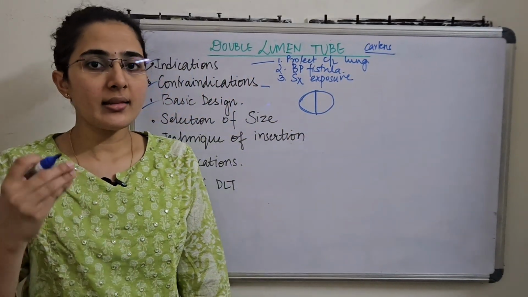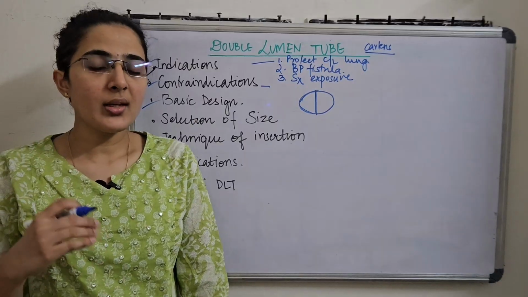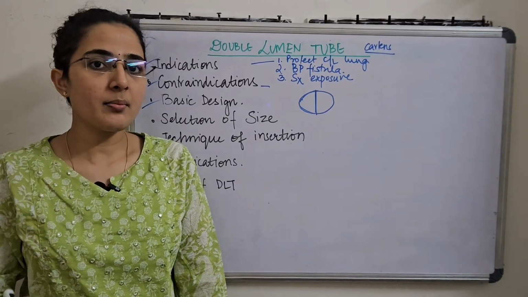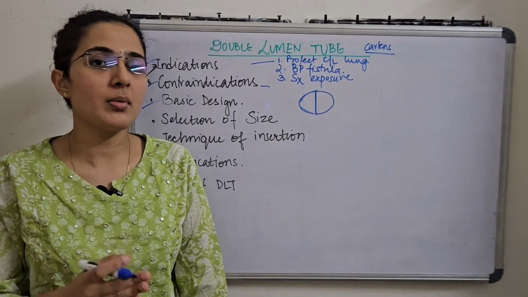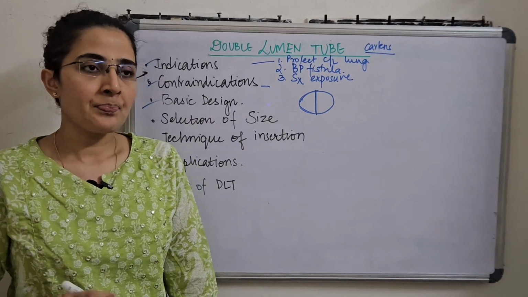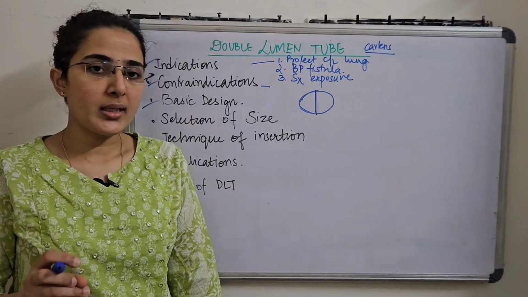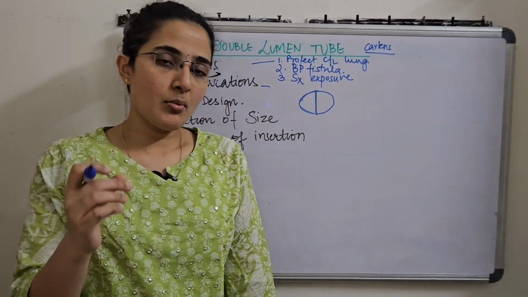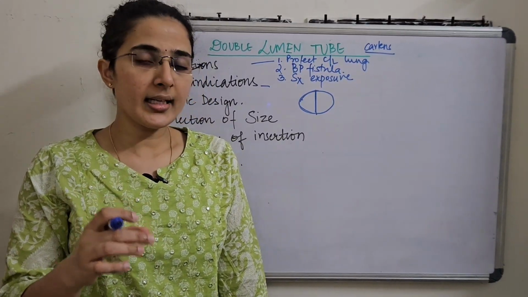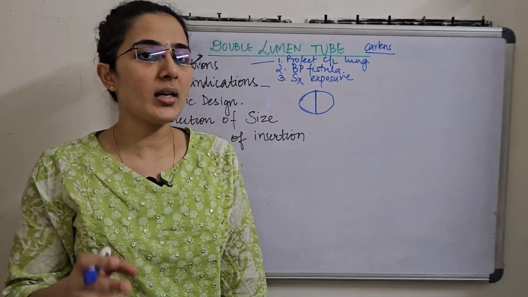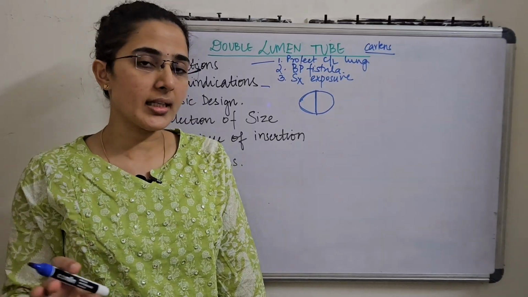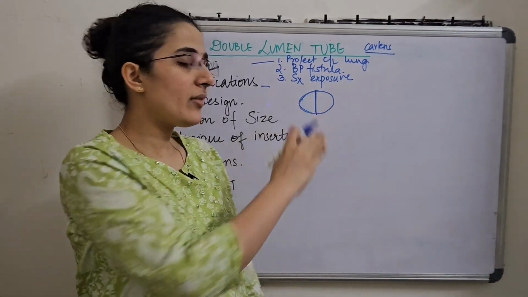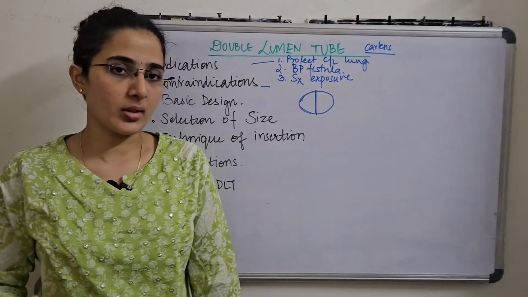One lumen will be opening in the trachea and one will be opening in the main stem bronchus, to which side the double lumen tube belongs. So one opening in the double lumen tube will be in the trachea. Mostly it will be ventilating either both the lungs or the one side of the lung which we want to be ventilated, and the other side opening will be in the distal main stem bronchus.